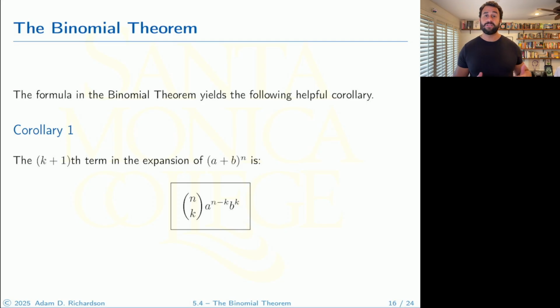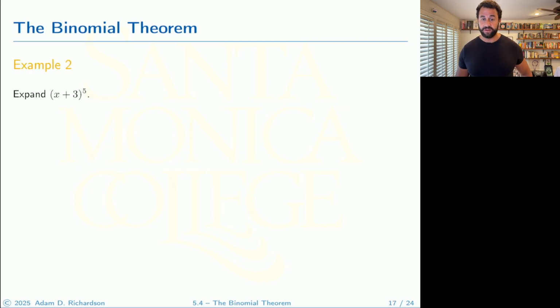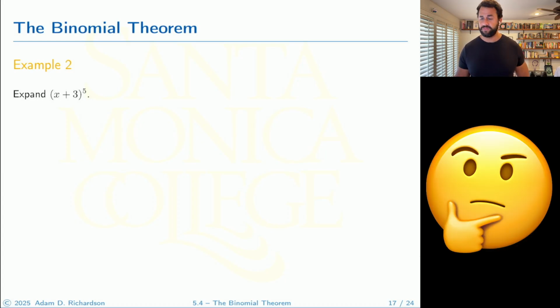All right, now let's do some examples, right? Let's practice for a minute. I want you to try this one on your own because this one is relatively simple. But I want you to expand x plus 3 to the 5th. I don't want you to do it by hand. I want you to try to use the binomial theorem and Pascal's triangle, okay? So think about it for a sec.